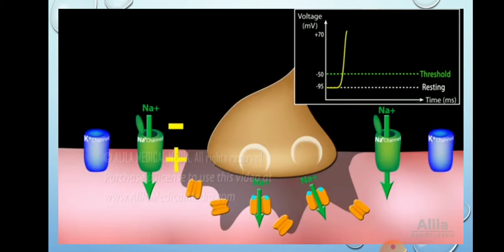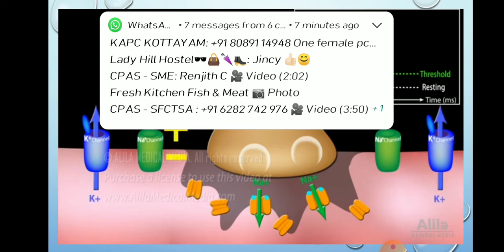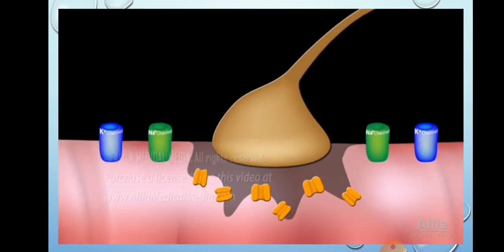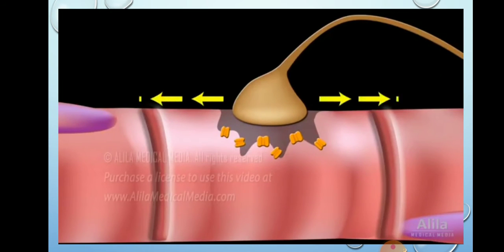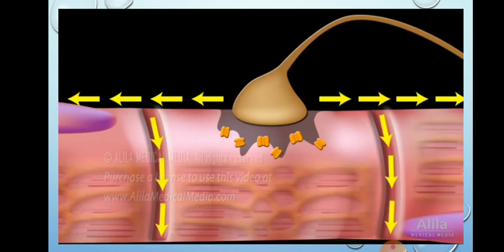At this point, voltage-gated potassium channels open for potassium to move out, quickly returning membrane voltage to its original resting value. Once generated, the action potential spreads like a wave, thanks to similar voltage-gated ion channels located throughout the muscle fiber. The action potential also runs deep into the fiber via T-tubules to reach the sarcoplasmic reticulum.